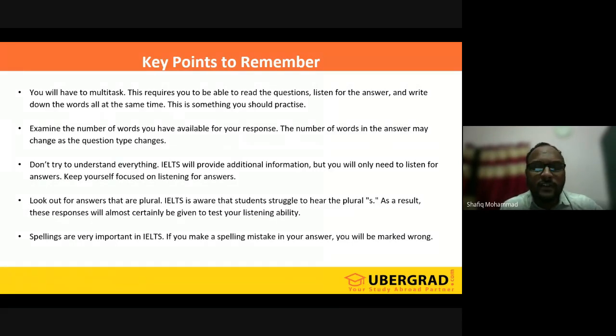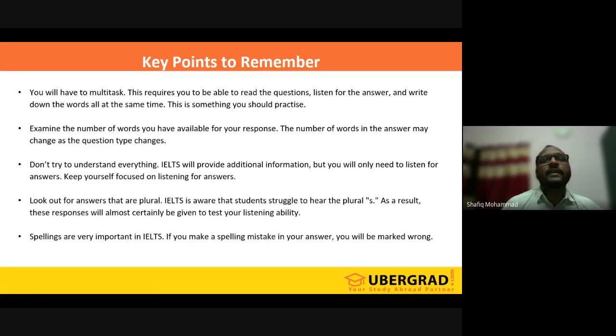The key point is that you have to multitask. When you are listening to the first question, your pencil should always be on the second question also. You need to keep an eye on the second one. Those are tricks you will learn once you start doing things. Also, don't try to understand the entire thing. Whatever information is given, listen keenly. Sometimes the sentence won't be given straight away; it will be paraphrased, so you need to understand the paraphrasing, then answer it.